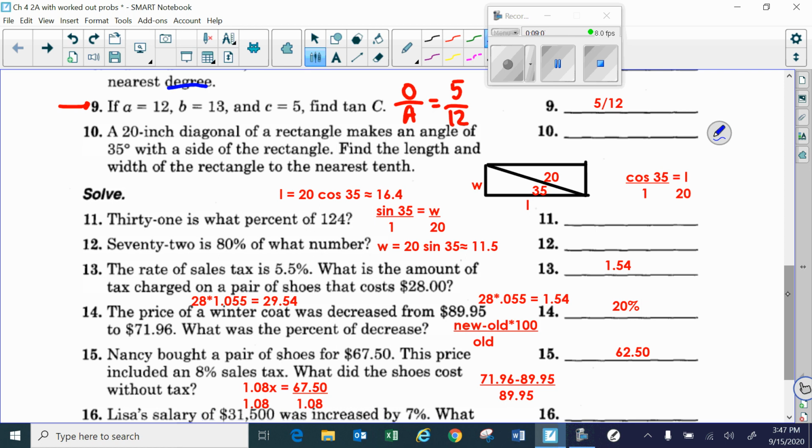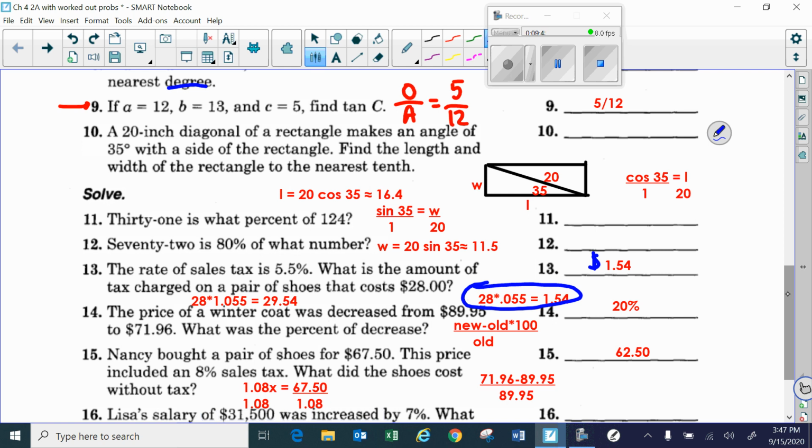Okay. Let's see, 13. The rate of sales tax is 5.5%. Remember, change that to decimal, move it 2 places to the left. What's the amount of tax charged on a pair of shoes that costs $28? Okay, so the amount of tax, I gotta change that 5.5% to a decimal, 2 places to the left. So I'm doing 28 times 0.055. It's 2 places left, and you get $1.54.